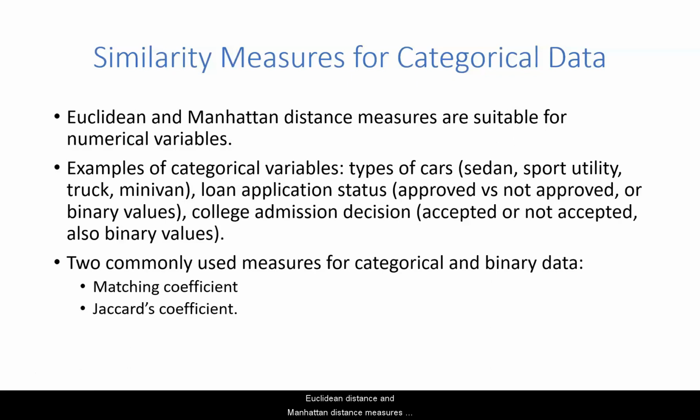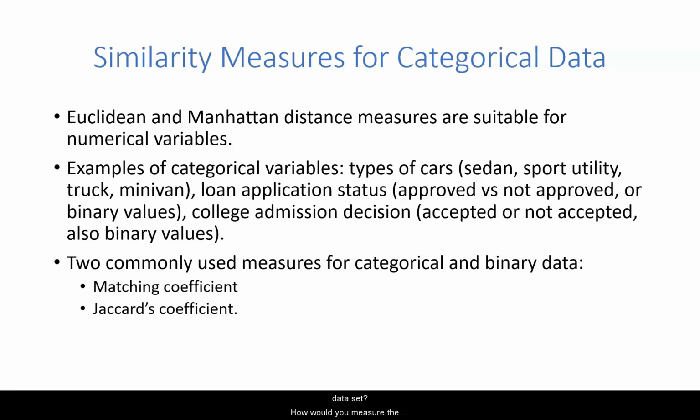Euclidean distance and Manhattan distance measures are suitable for numeric variables, but they are not suitable for categorical variables, such as the types of cars, the loan application status, or college admission decisions. However, in some cases, you may get away with converting categorical variables into dummy variables that have the possible values of 1 or 0, and then use the Euclidean distance or Manhattan distance measures without compromising the integrity of your analysis.